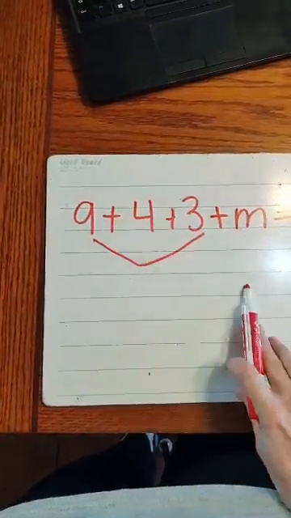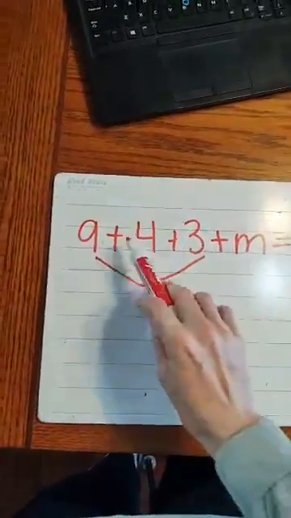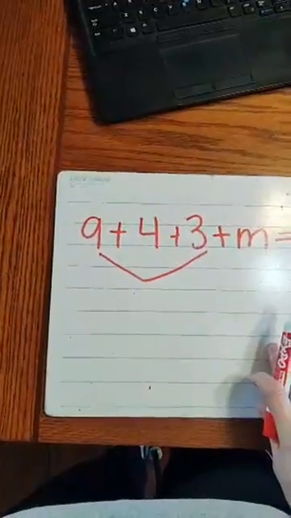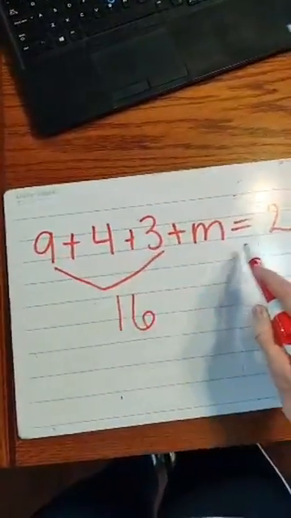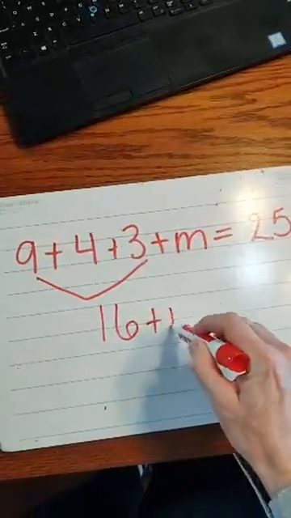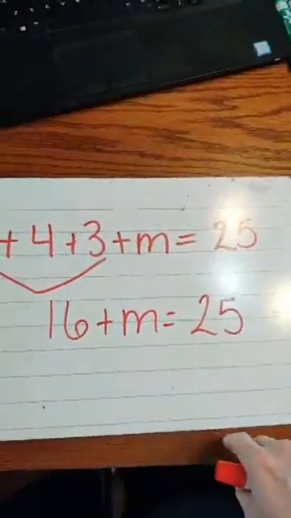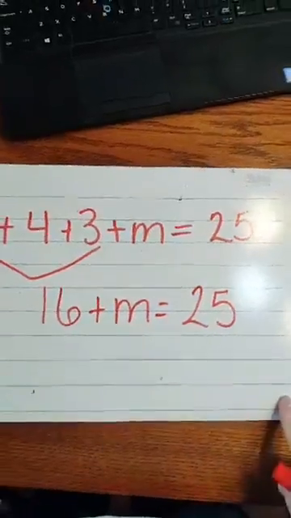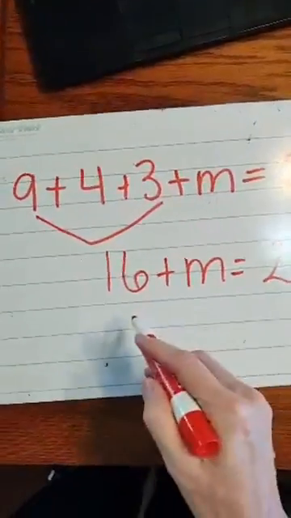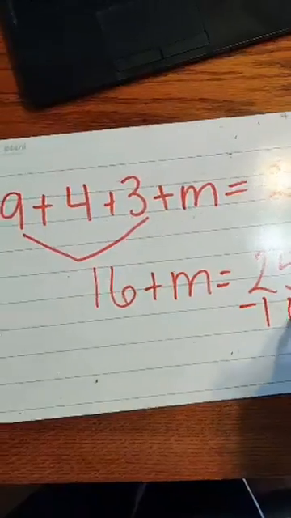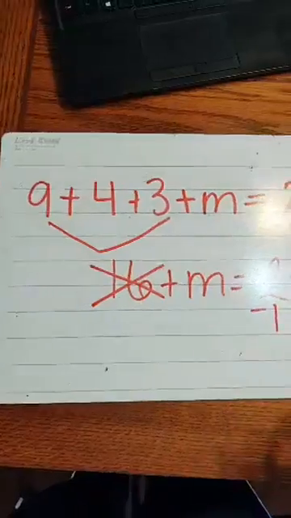So what is 4 plus 3? Yes, 7. Okay, 7 plus 9. You got it, 16. Everything else stays the same. Plus m equals 25. How do I solve now? You got it. They're adding, so I'm going to subtract. I'm going to subtract 16 over here. And when I do that, that means this 16 goes away.